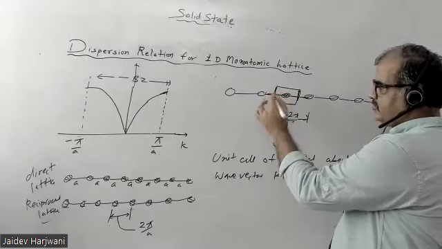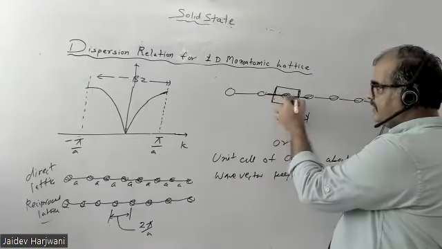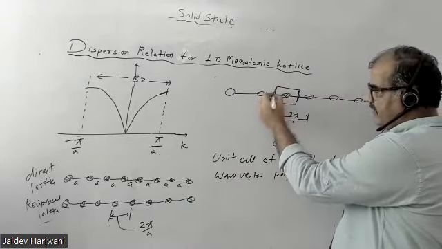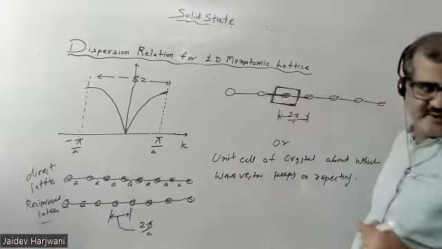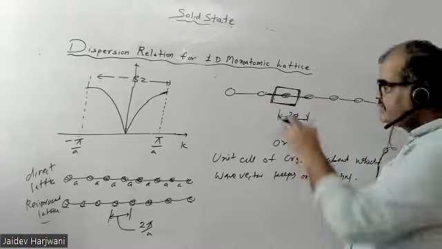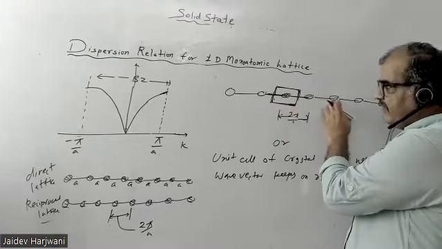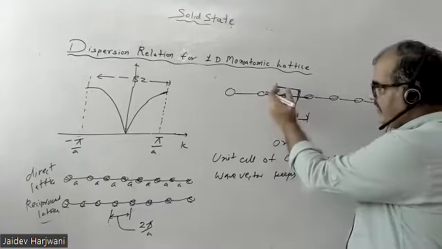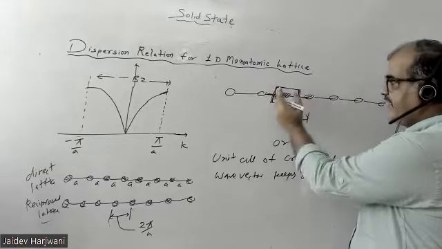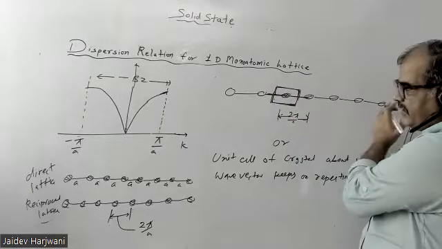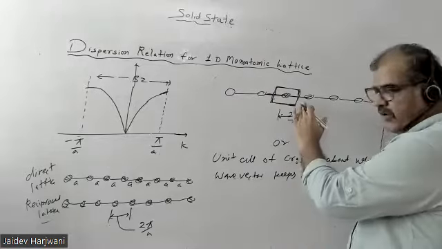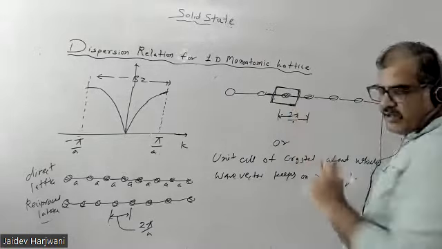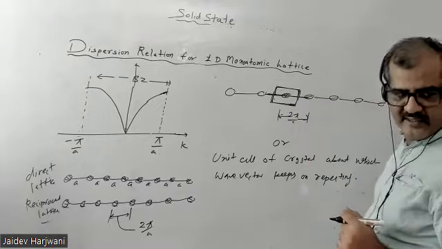So I have connected these lines, and now I have divided these lines. In this way I draw the unit cell. Unit cell means any cell which, when repeated, can create a crystal. If I repeat this cell with one atom, it can create a one dimensional crystal. This is the building block. This unit cell is the building block of a one dimensional crystal.